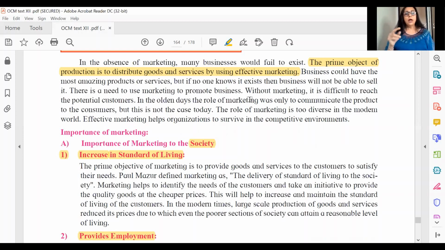Right now, under importance of marketing, you have 3 possible short notes, out of which these have been asked in the September paper. There was a short note on importance of marketing to the society. All right, so there are 3: importance of marketing to the society, importance of marketing to the consumers, and importance of marketing to the firm. Out of these 3, 2 have been asked in the September paper.